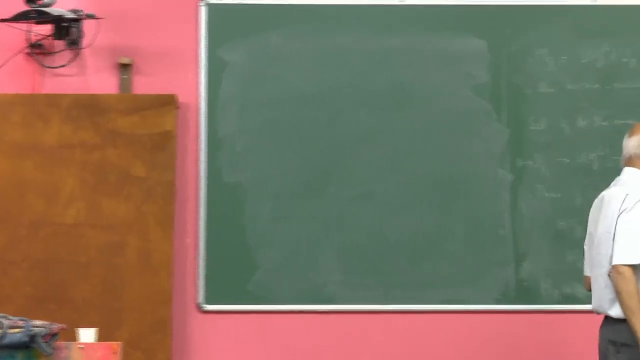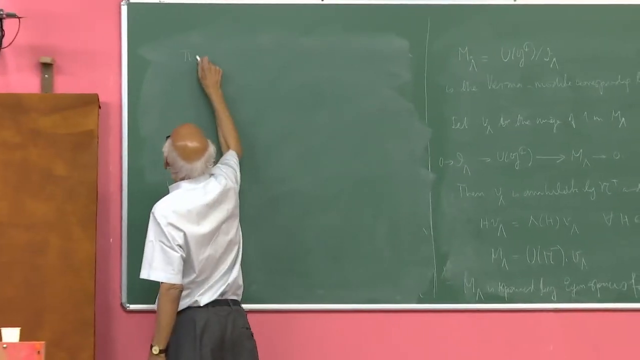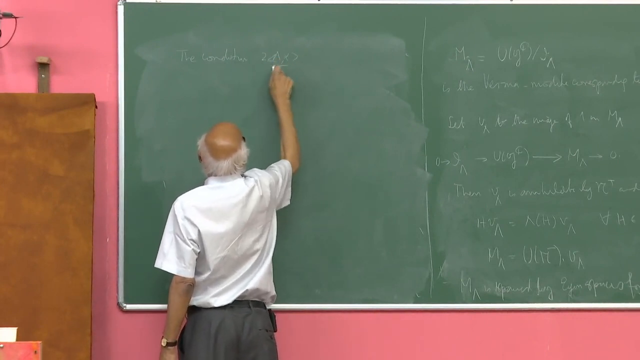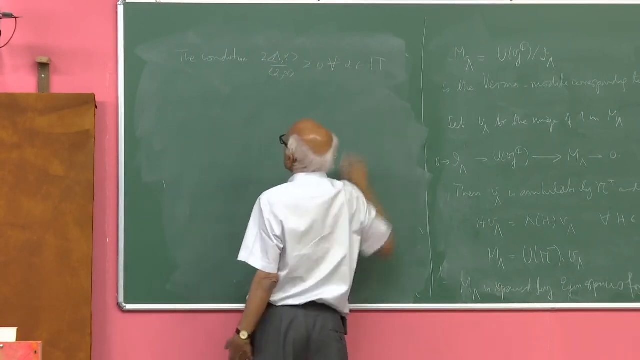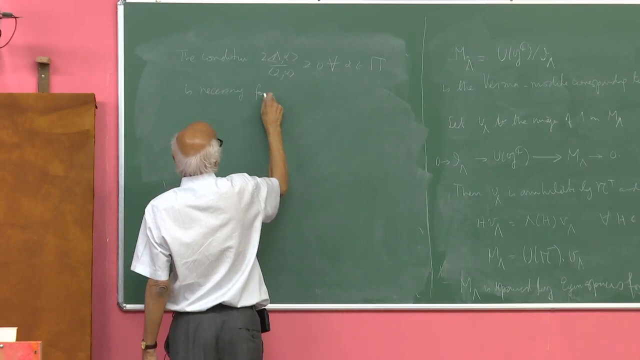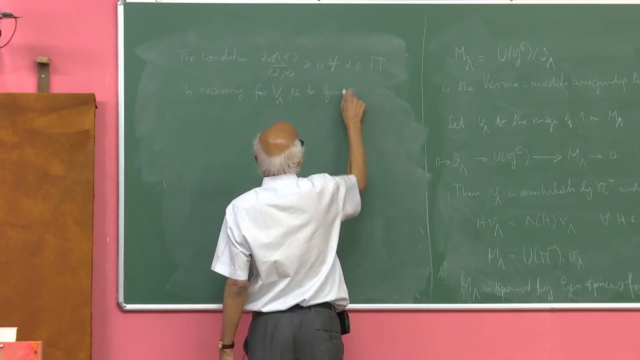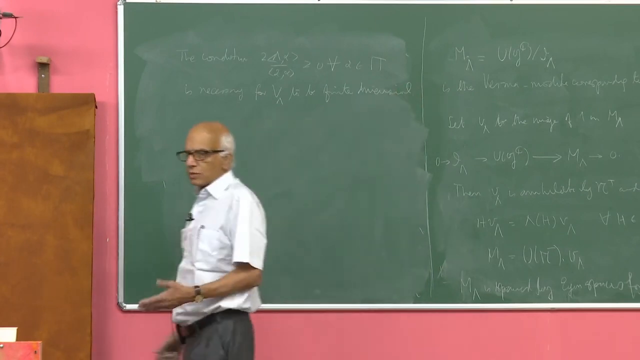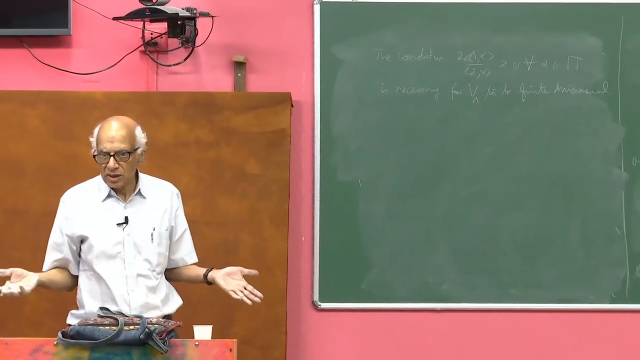Now, we have seen that the condition lambda alpha by alpha alpha greater than 0 for every alpha in phi simple root alpha is necessary for this unique quotient V lambda to be finite dimensional. If it is finite dimensional, we have seen that it is necessary. Basically, because you had finite dimensional representation of SL2, that is the kind of thing.